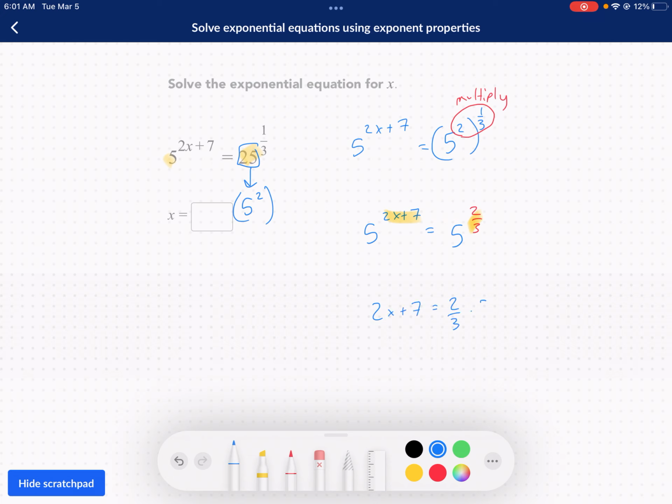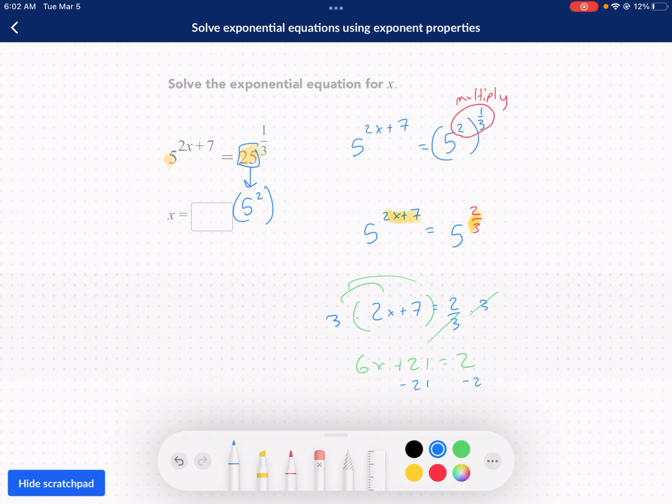I don't like it when there's fractions. I like getting rid of the fractions. So what that means for me is I'm going to multiply everything by 3. It cancels out the fraction on the right. I need to distribute, so I get 6x plus 21 equals 2. See how I know I don't have fractions anymore? I think that's awesome, personally.